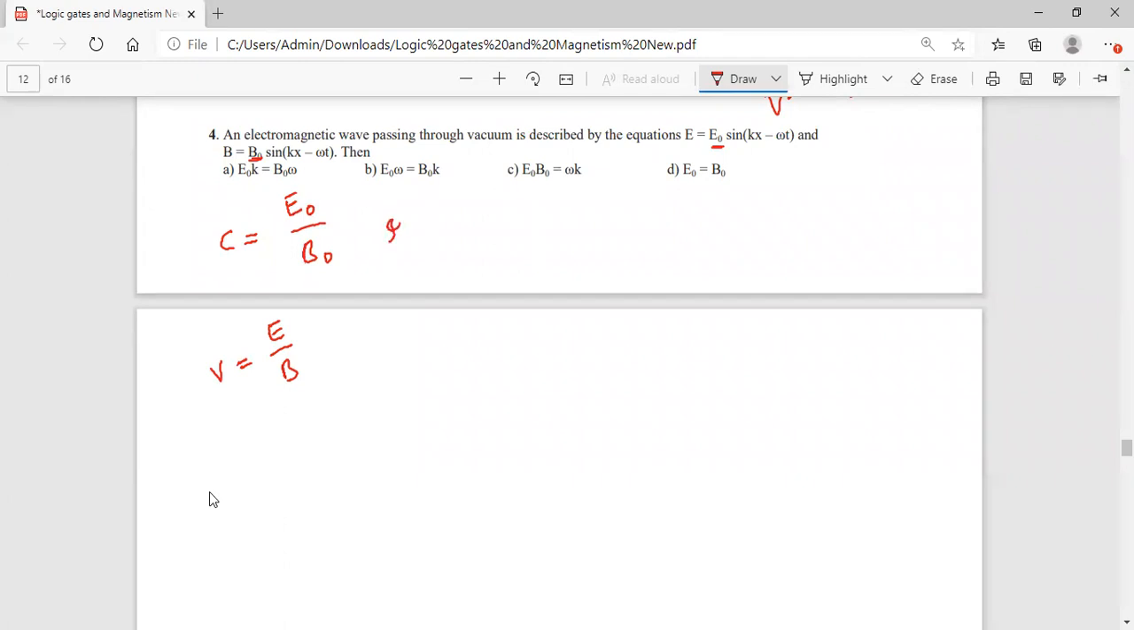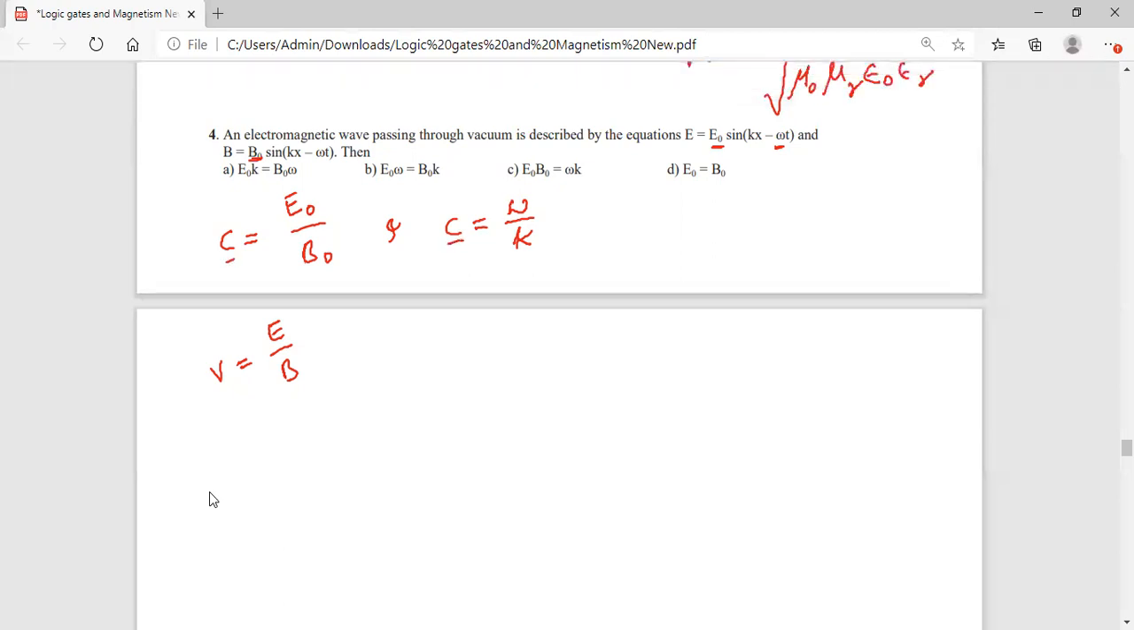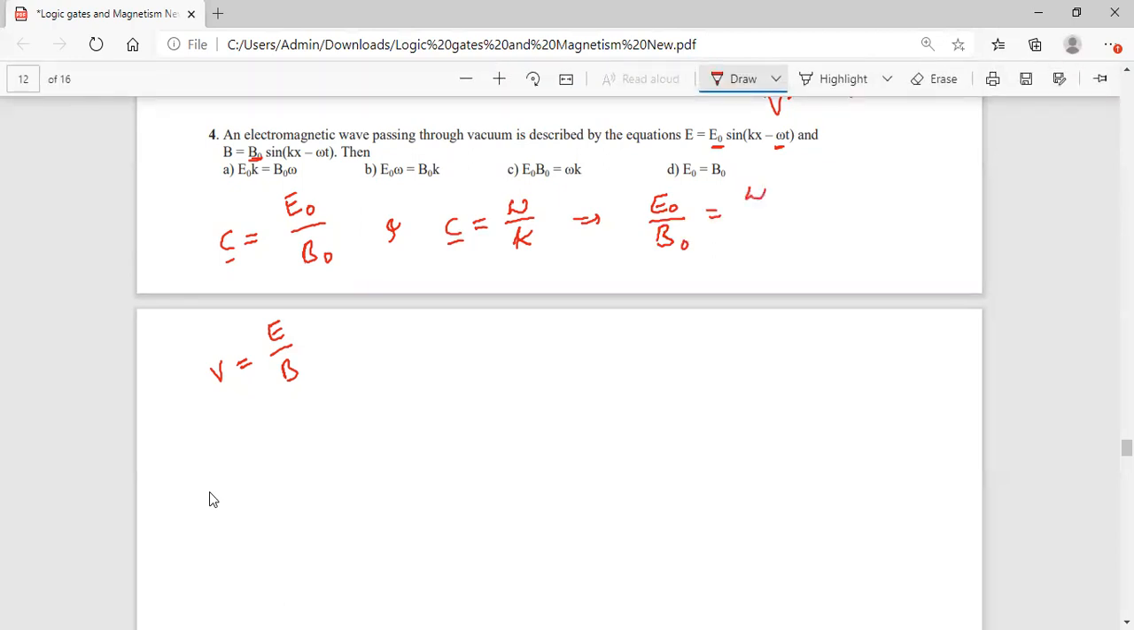And also the speed of the light C is equal to omega by K. In the previous year, we have discussed in waves, the velocity of the wave is equal to omega by K. Omega is the angular frequency and K is the what? Propagation constant or wave number. Now, so LHS is same. Hence, we can write that E naught divided by B naught is equal to omega by K.